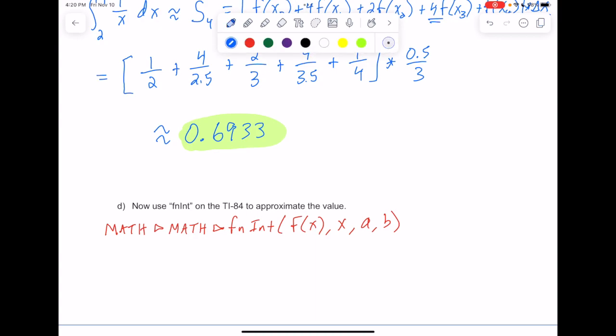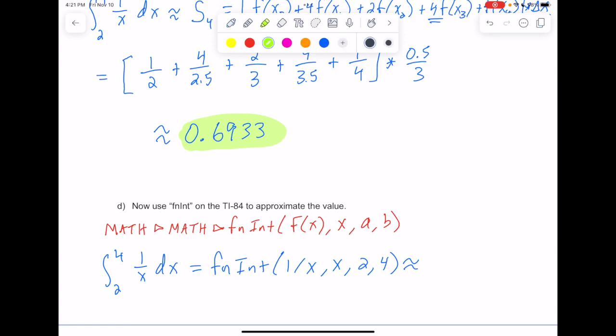So we're going to do the integral from 2 to 4 of 1 over x dx, just the same one that we did up above. We want that to look like, on the calculator, fnInt. We're going to type our function, which would be 1 divided by x. We're going to tell it the variable, which is x. We're going to tell it the lower and upper limits of integration. And then it will tell us a very, very accurate decimal approximation for the integral from 2 to 4.